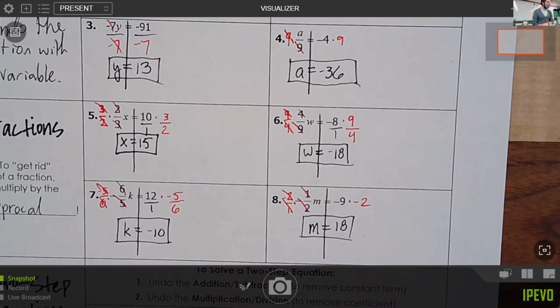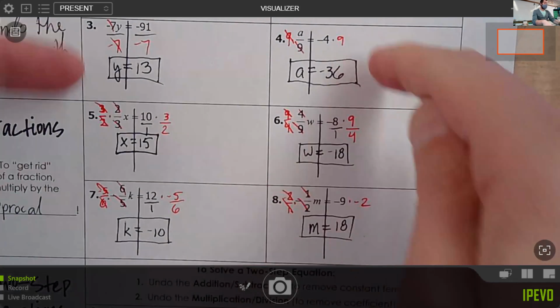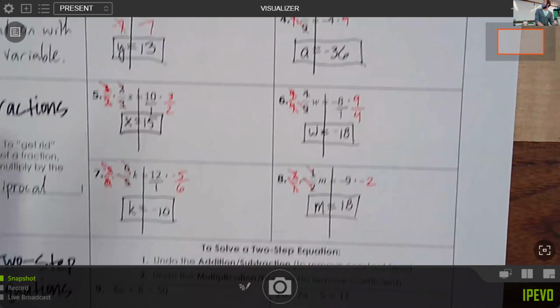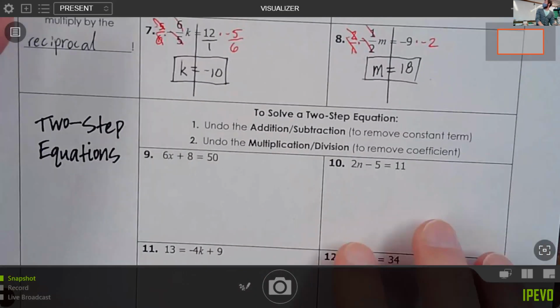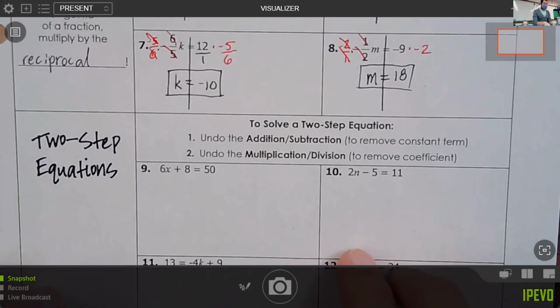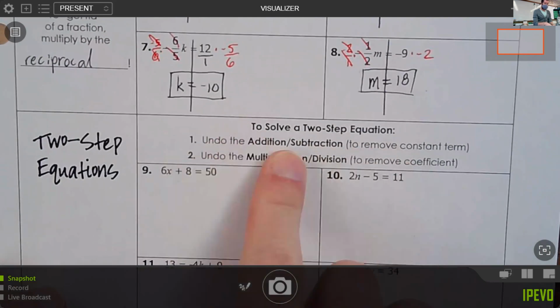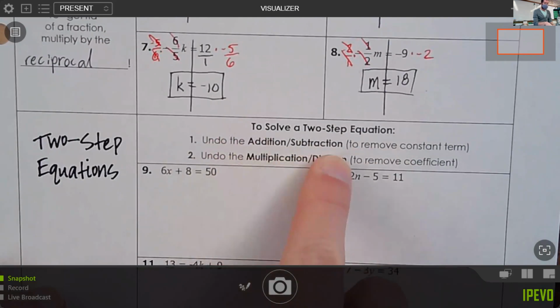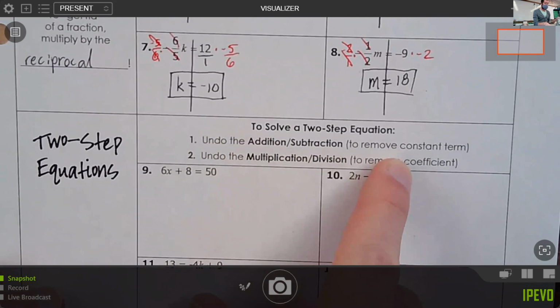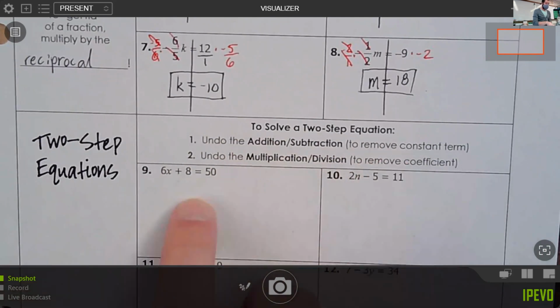So two-step equations are basically, they're just going to involve putting two of these things together in the same problem. Now, if we look at the directions, it says to solve a two-step equation, step number one, undo the addition and subtraction to remove the constant term. Remember that constant term just means the regular number that's by itself, the one that doesn't have a variable. So 8 would be the constant term here, -5, 9, 7. Those are the constant terms on those four problems.